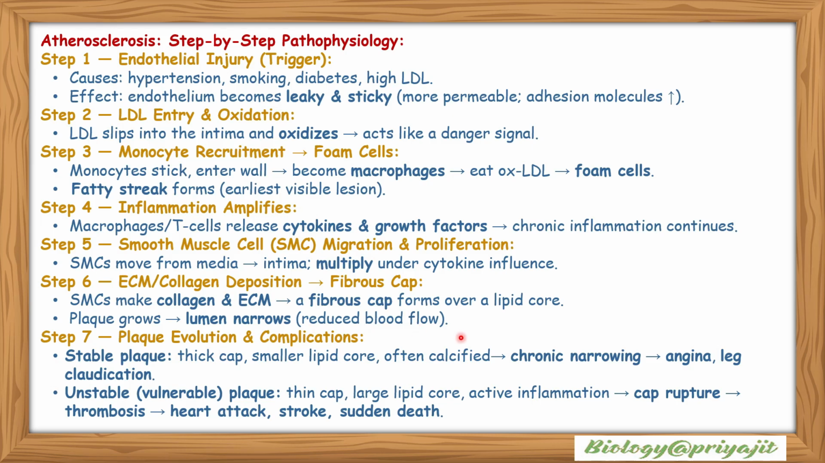Plaque evolution and complications. Stable plaque: thick cap, smaller lipid core, often calcified, chronic narrowing, angina, claudication. Unstable vulnerable plaque: thin cap, large lipid core, active inflammation causes cap rupture, then thrombosis, then heart attack, stroke, and sudden death.